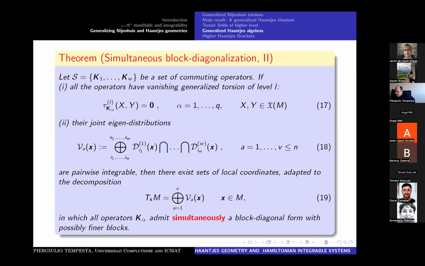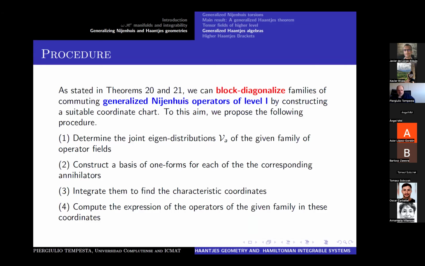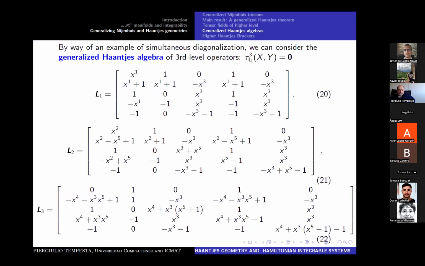Unfortunately, I have to run a bit. Anyway, let me show you here an example of a generalized Haantjes algebra of level 3. So all these operators are neither Nijenhuis nor Haantjes. They are third level operators. So the third torsion vanishes. Okay. Then actually they also commute. This is an example of a generalized Haantjes algebra of third level.